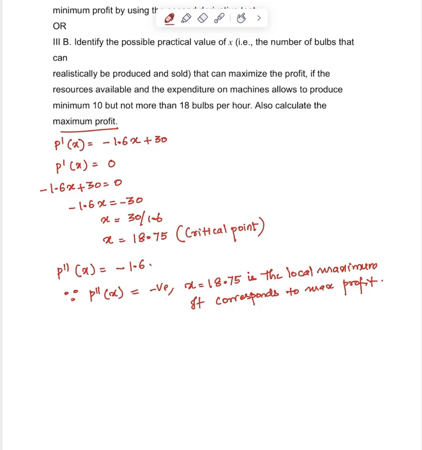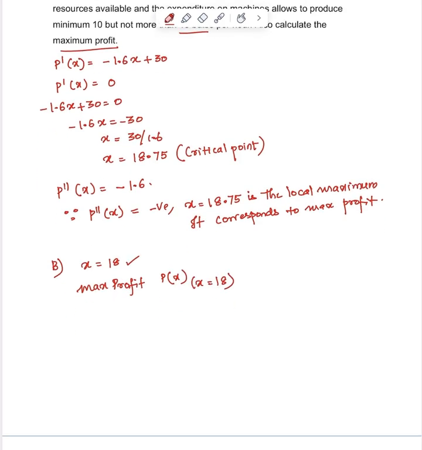Based on this, what I understand is x represents the number of bulbs, which can't be in a decimal form. So I take x as 18. Is 18 allowed? Yes, it is allowed. Then at this point, we have to find out the maximum profit. That is, we have to get P of x when x is equal to 18.